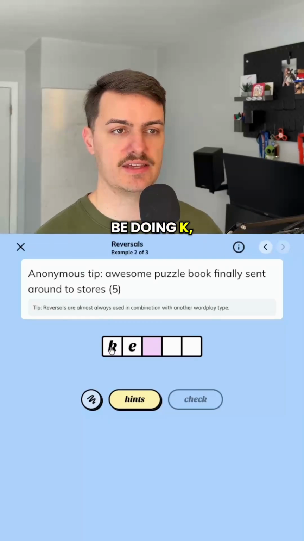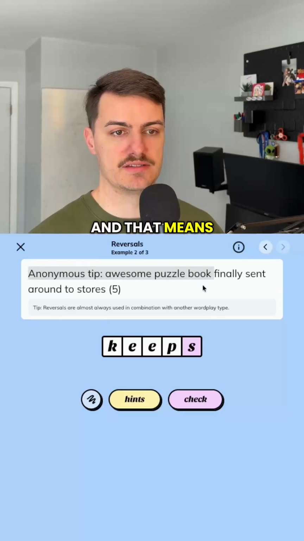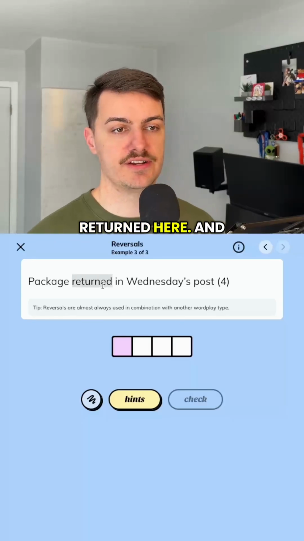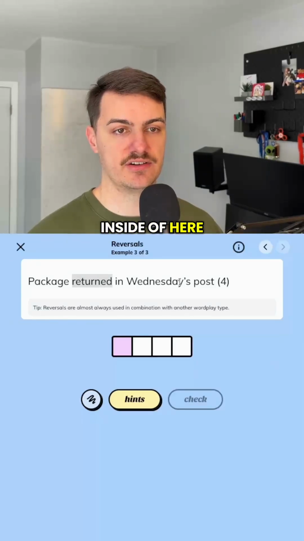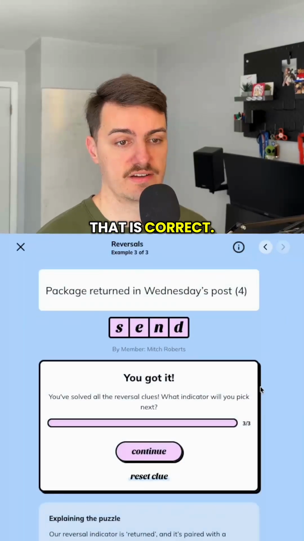So we could be doing KEEPS, the last letter of all of these words, and that means stores, keeps in stores. Returned here, and maybe we're looking inside of here, instead of Wednesday's post, and it will likely mean package. Send is in Wednesday. That is correct. Cool. That was letter play.